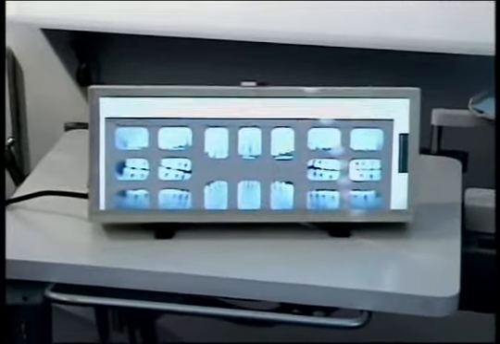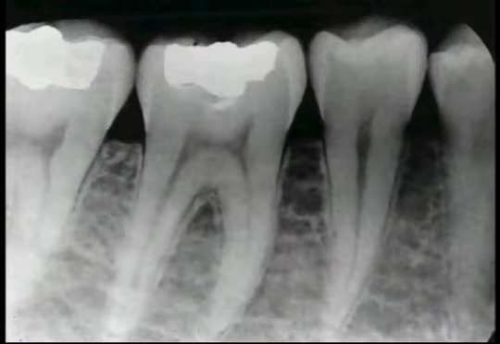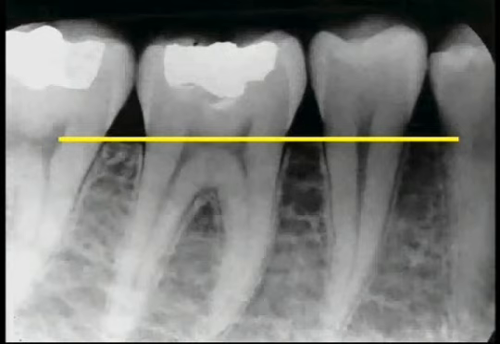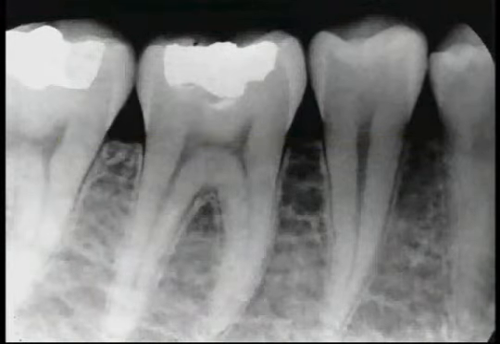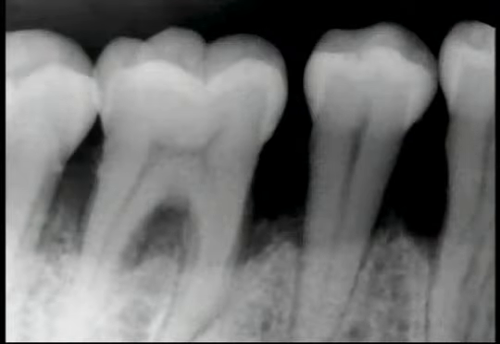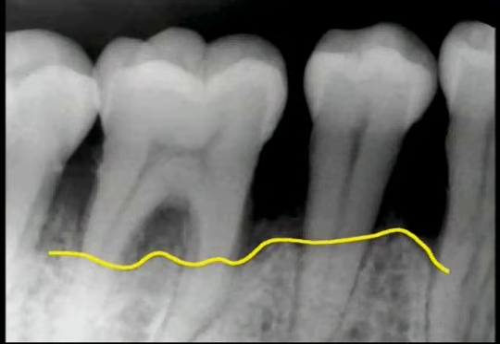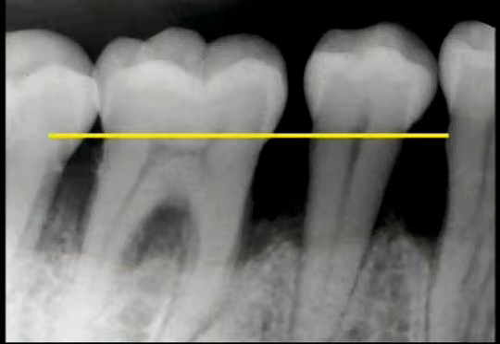X-rays tell us a lot about periodontal disease. This is a healthy mouth. The bone comes up high around the necks of the teeth. It's even throughout the mouth. This is advanced periodontal disease. The bone level is much lower. Notice how uneven the bone levels are compared with the healthy mouth.